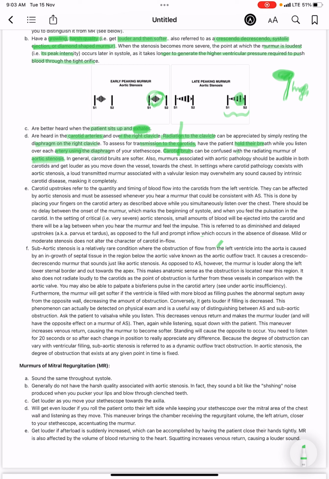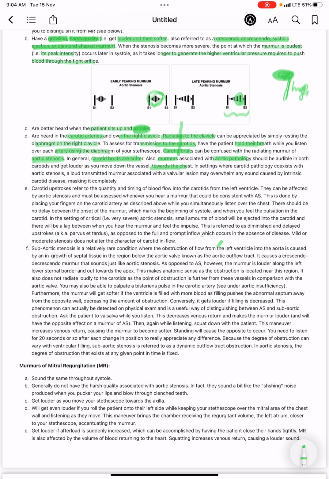In general, carotid bruits are softer, and murmurs associated with aortic pathology should be audible in both carotids and get louder as you move down the vessel towards the chest. If the murmur is of aortic pathology, it should be audible in both carotids, whereas a carotid bruit is heard in only one vessel and does not get louder as you move toward the chest.